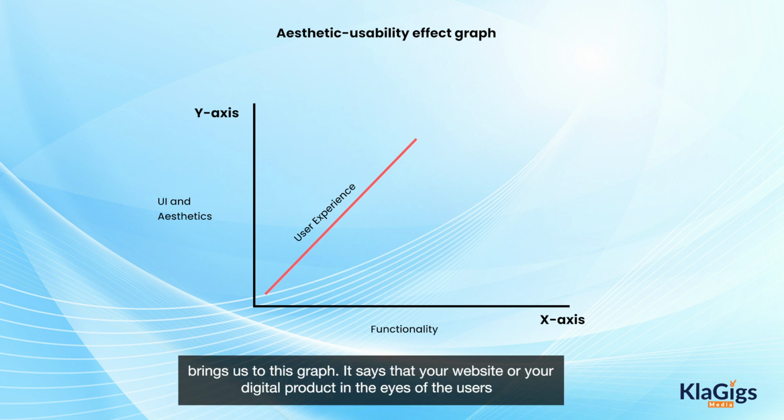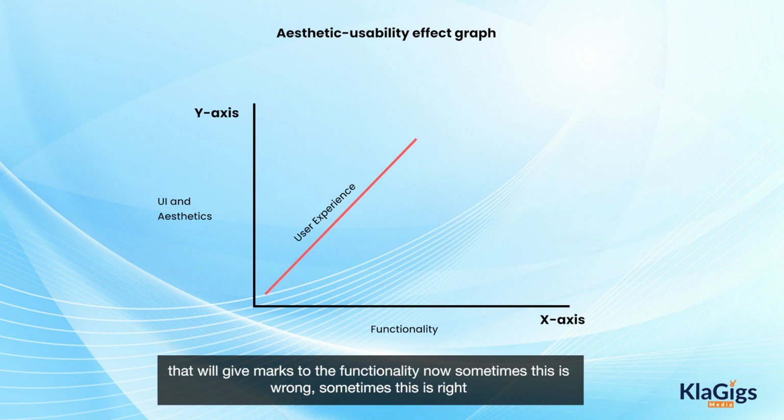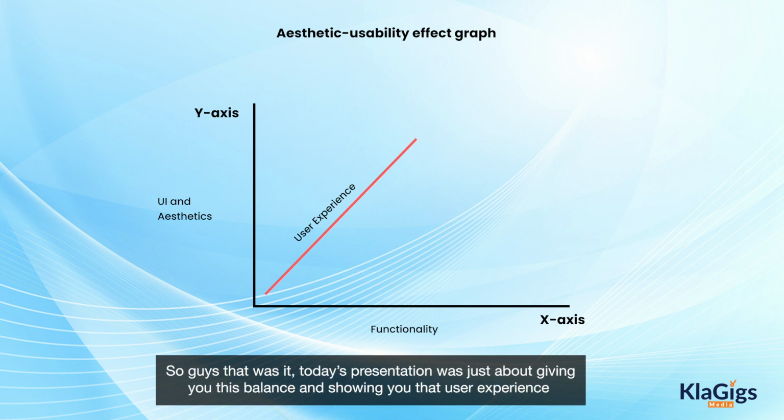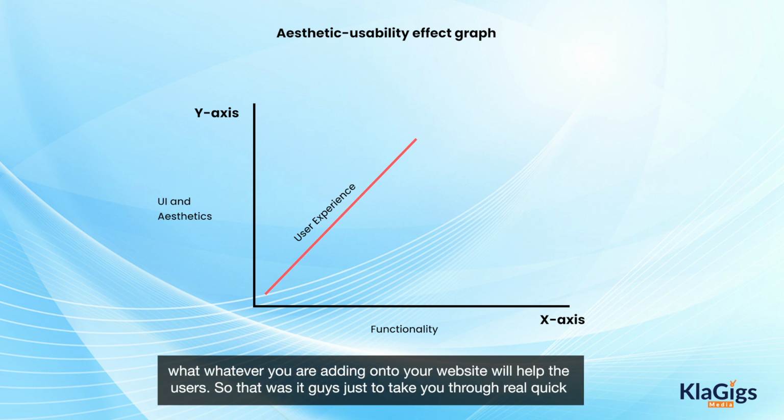It says that for your website or your digital product, in the eyes of the users, its functionality does not really matter that much. It's the UI and the aesthetics. It's how it looks that will give marks to the functionality. Now, sometimes this is wrong. Sometimes this is right. So guys, that was it. Today's presentation was just about giving you this balance and showing you that user experience does not only rely on the UI or the aesthetics you put, but the functionality also matters. Think about whether whatever you're adding onto your website will help the users. So that was it, guys.